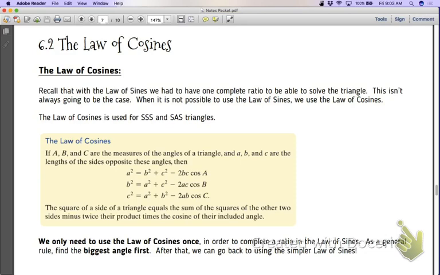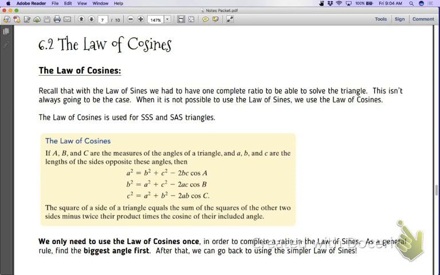least once. But once you find one of, say, a missing side or a missing angle, you can go back to law of sines if you would like to. That's not a must. You don't have to, but you can. Today, at least the first step in everything that you do, you will have to use law of cosines.